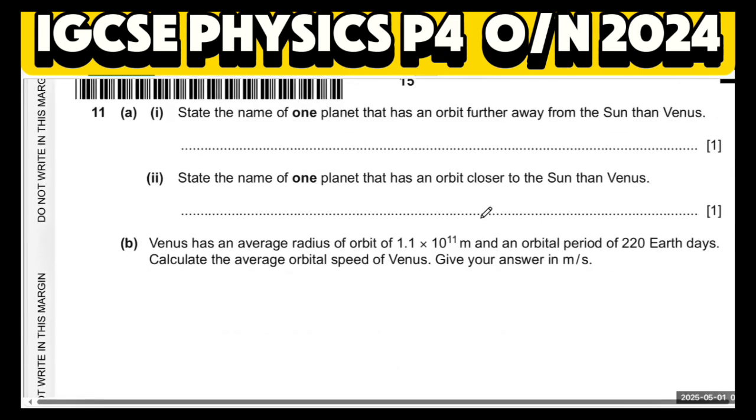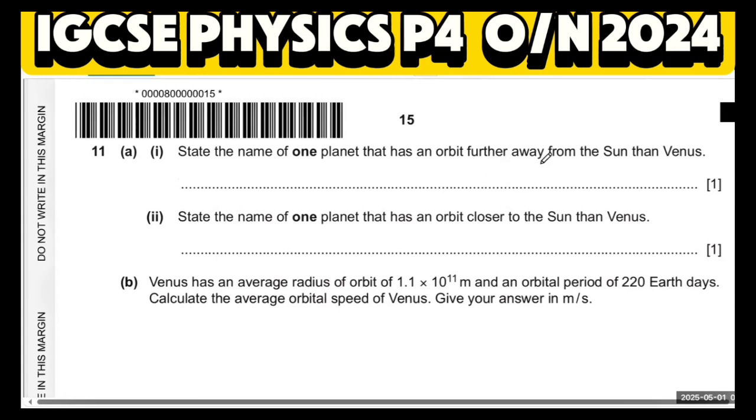Next question. State the name of the planet that has an orbit closer to the sun than Venus. We know that the first one is Mercury, then Venus, then further away from the sun. Sorry, it is the first question. Further away. So Mercury, Venus. After Venus, there are 6 more planets: the Earth, Mars, Jupiter, Saturn, Uranus, Neptune. So you can write any one. State the name of the planet that has an orbit closer to the sun. You know that Venus is the second one. So the first one is Mercury, that is closer to the sun.